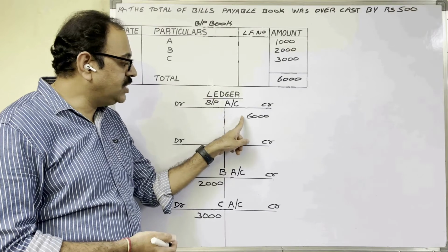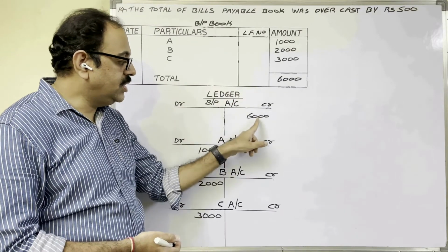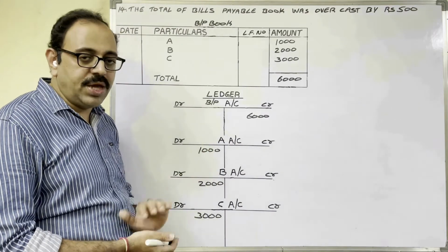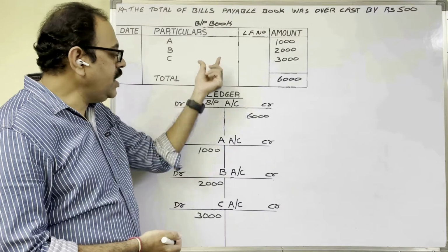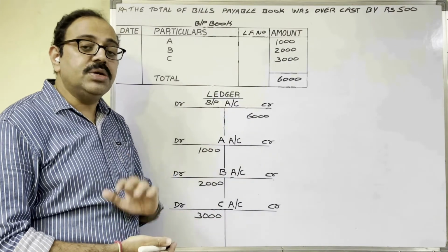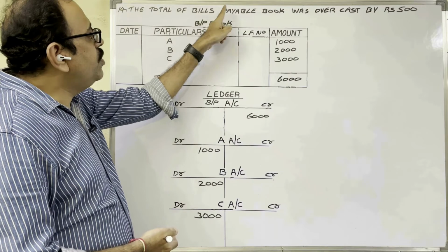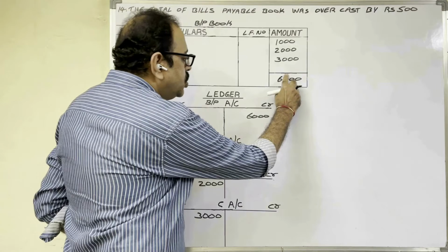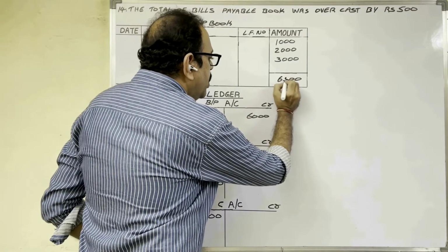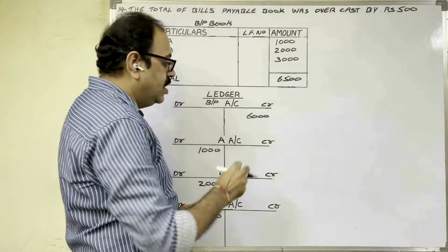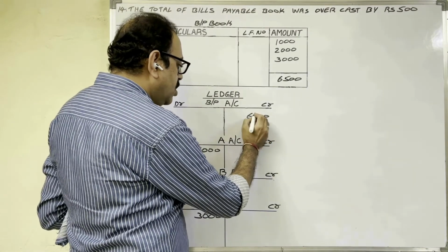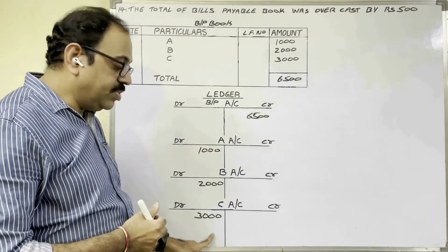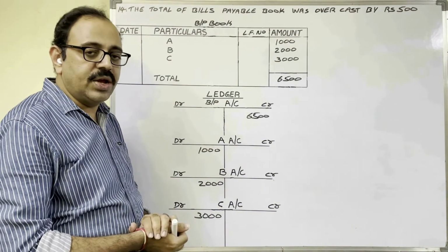Therefore, by sundries as per bills payable book, 6,000 rupees. In individual accounts, on the debit side we should post the amounts. So correct recording, correct posting. Now observe the mistake. The total of bills payable book was overcast by 500. Means instead of 6,000, the accountant wrote 6,500. That amount was posted on the credit side of bills payable account. Here there are no mistakes, so don't rectify these 3 accounts.